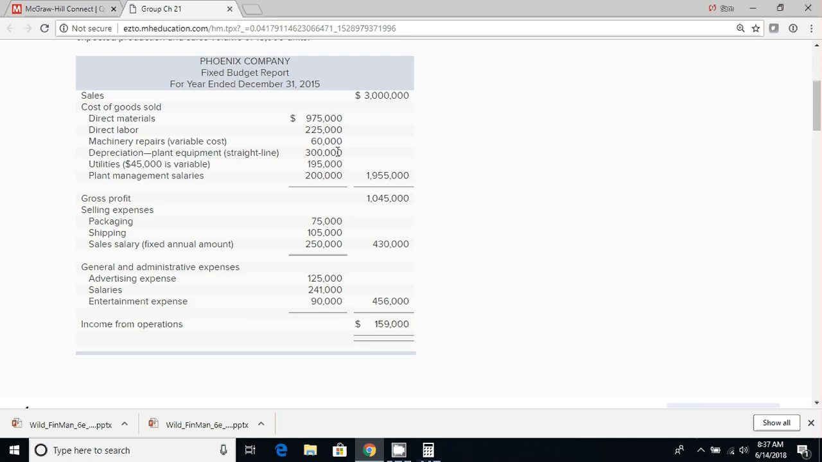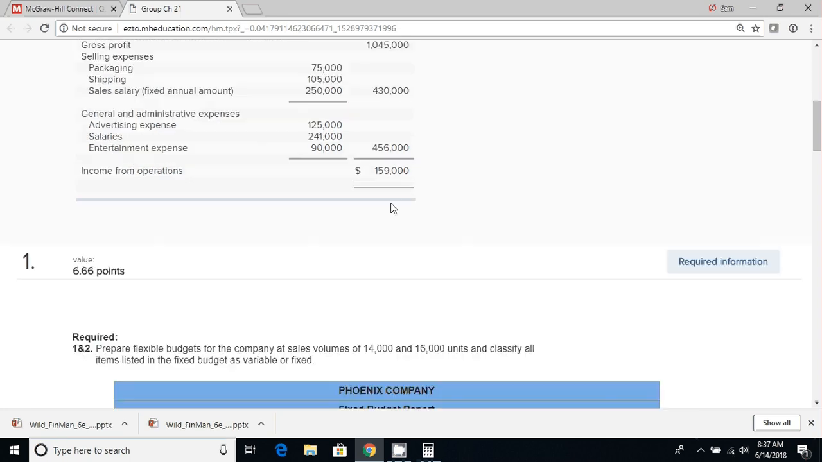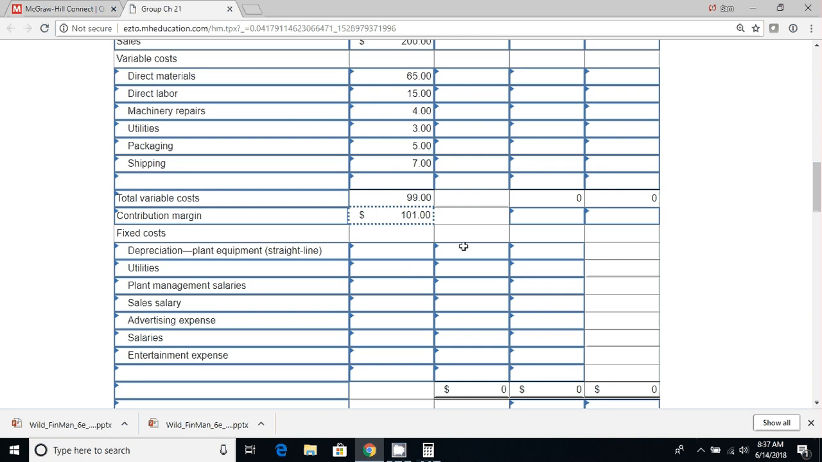The depreciation was 300,000. Okay. Utilities, the fixed piece is 150,000, and then 200,000 for plant management salaries. Okay, 300,000. Utilities were 150,000. Plant management salaries were 200,000.